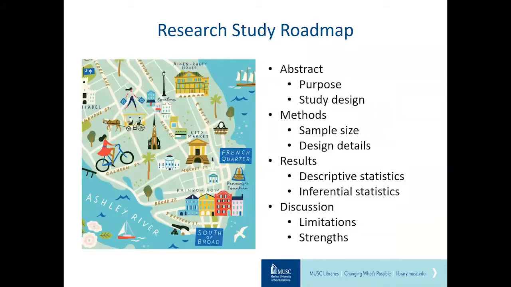The good thing is that research studies typically follow a roadmap. This allows us to find certain items in certain spots almost every time. So the abstract is always going to provide you information about the purpose and the study design. The methods section is going to give you, among other things, design details and sample size. The results will then give you both descriptive and inferential statistics, which are that statistical significance we keep talking about. And then the discussion is really going to focus on strengths and limitations of the article, as well as tie everything together into a narrative conclusion.